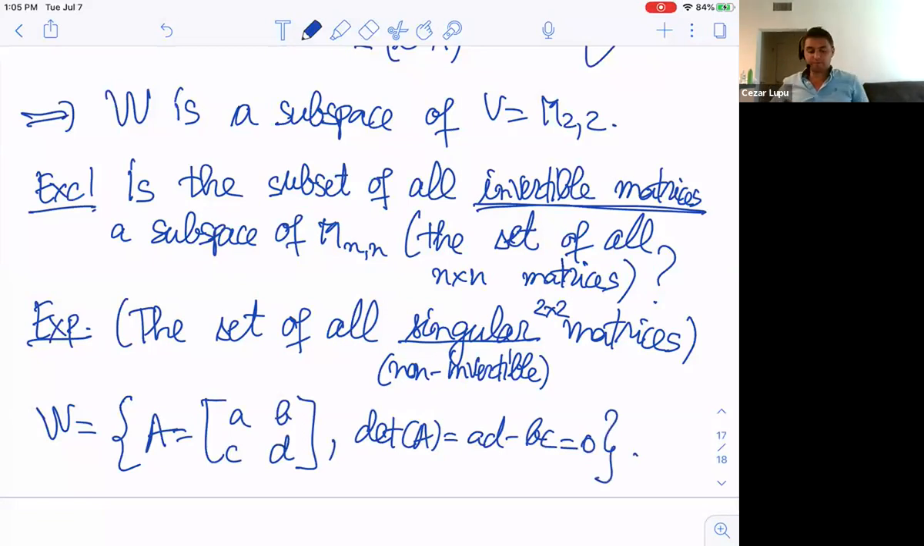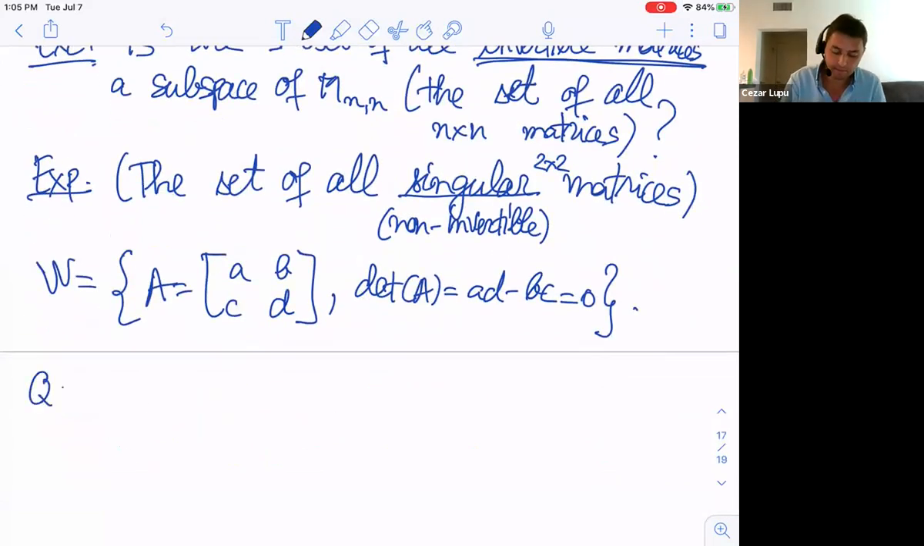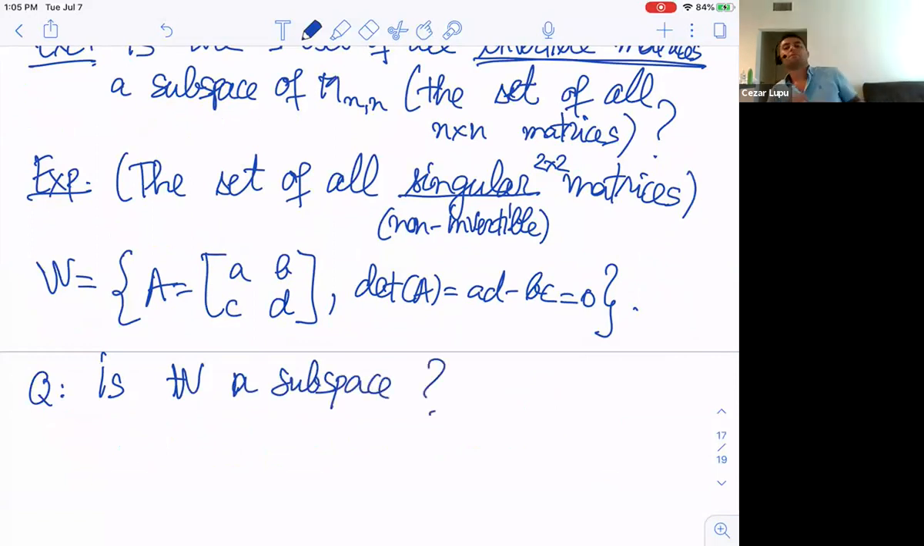The question is, is W a subspace? That is the question. What do you think? But before I go and talk about this and see why this is not, the first question I want to address is, is this an empty set, first of all?